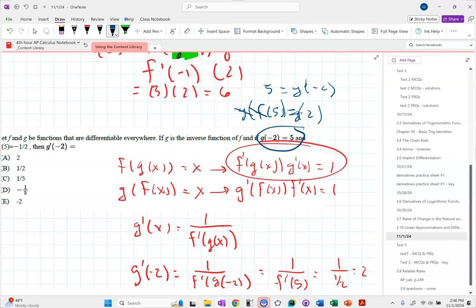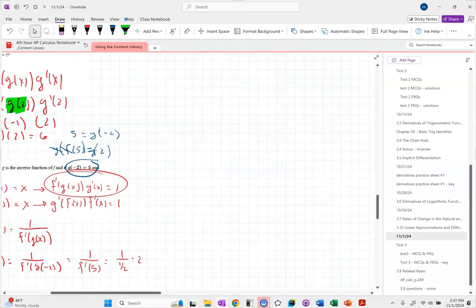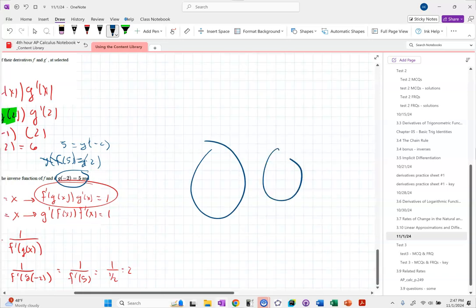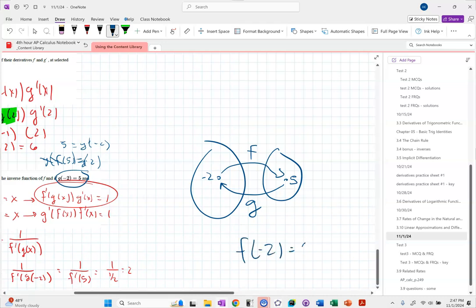I think there's one or two in the multiple choice where that happens. You just say they're inverses of each other. So think about it this way: if F takes -2 to 5, then G would take 5 back to -2, right? So if F of -2 is 5, then G of 5 is -2. Maybe that's the easier way to visualize it.